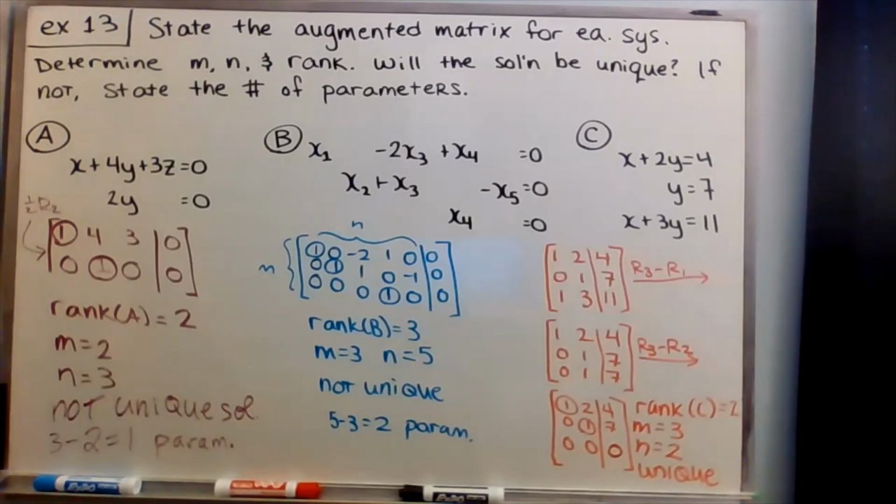I circled my leading entries, so there were only 2 of them, so the rank of this matrix is 2. We had 3 rows. We had 3 equations to start, so M is 3. And we had 2 variables, an X and a Y, so N is 2. Comparing the rank to N, we see that they're the same. So this is a situation where we would have a unique solution.